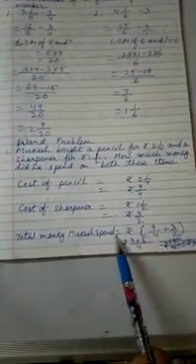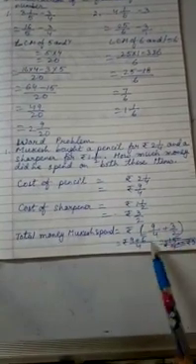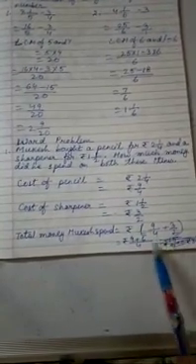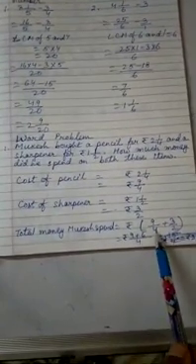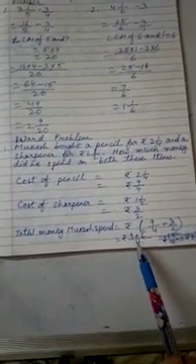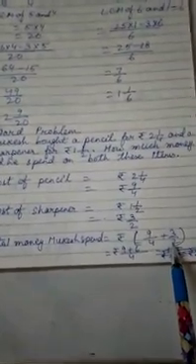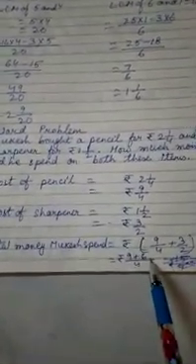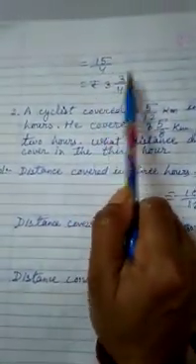So, total money Mukesh spent is the addition of the cost of both pencil and sharpener. We take the LCM of 4 and 2, which is 4. So 4 divided by 4 is 1, multiplied by 9 is 9, plus 4 divided by 2 is 2, multiplied by 3 is 6. Now we add and get 15 by 4, that is equal to 3 whole 3 by 4.